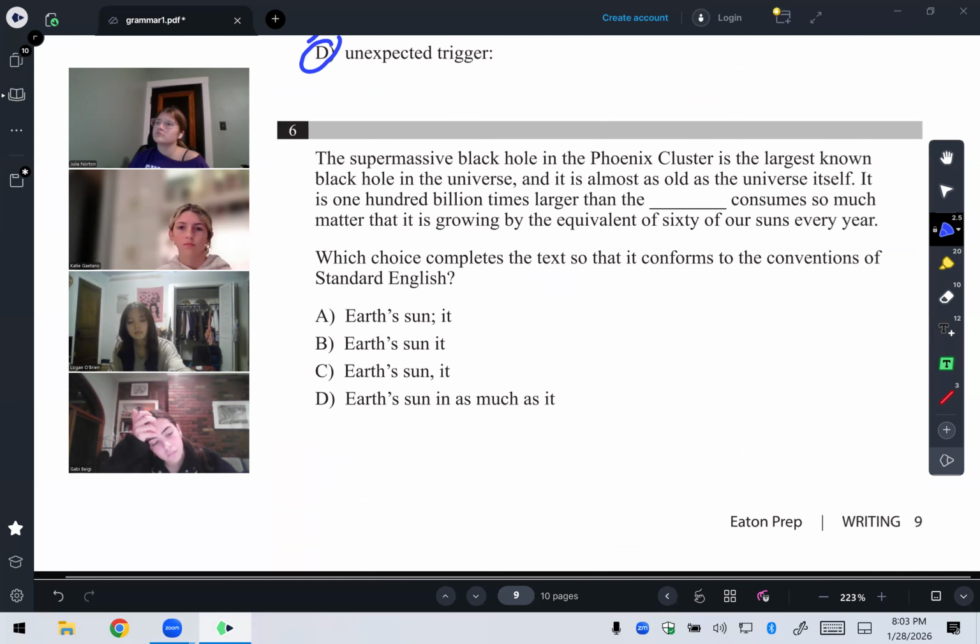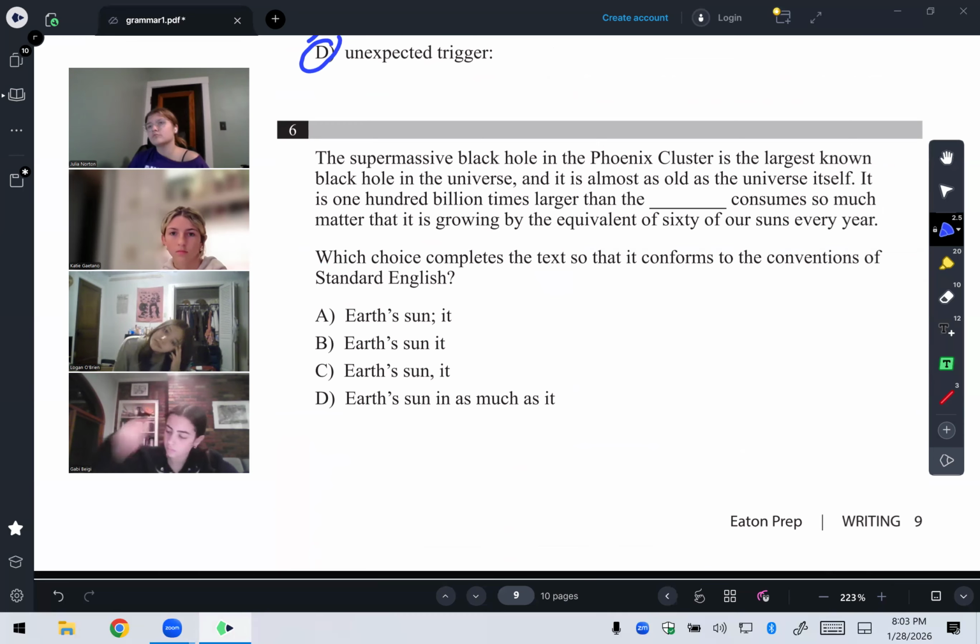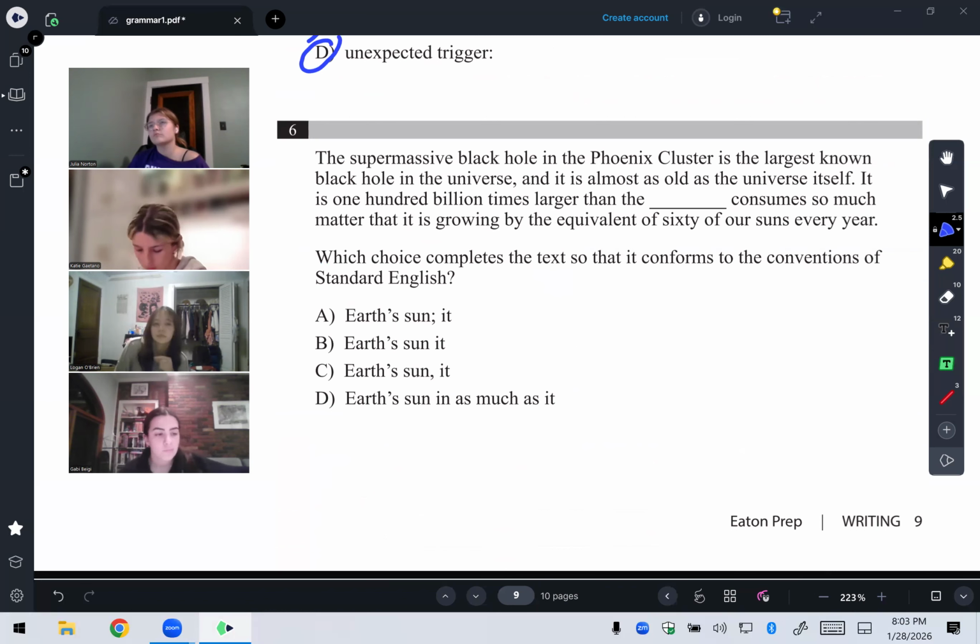All right. Number six. Here's a science passage. Learn to recognize both types of run-on. I'm not joking. I think every question in this blue book has the comma splice one, has the other one, the regular run-on. The supermassive black hole in the Phoenix cluster is the largest known black hole in the universe, and it is almost as old as the universe itself. It is 100 billion times larger than the Earth's sun, blank, consumes so much matter that it is growing by the equivalent of 60 of our suns every year.